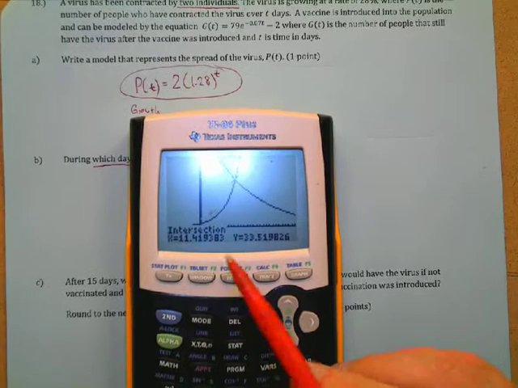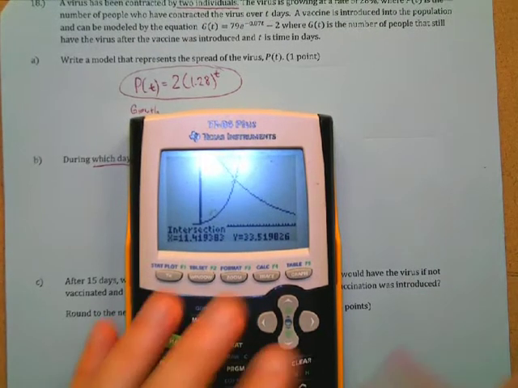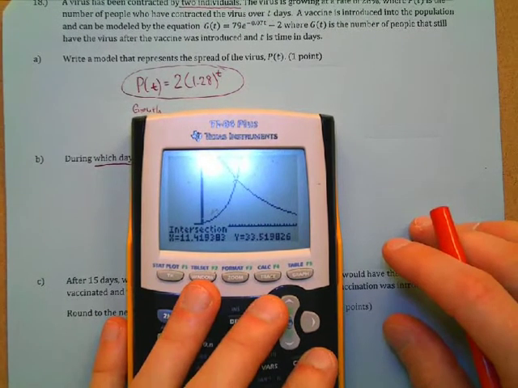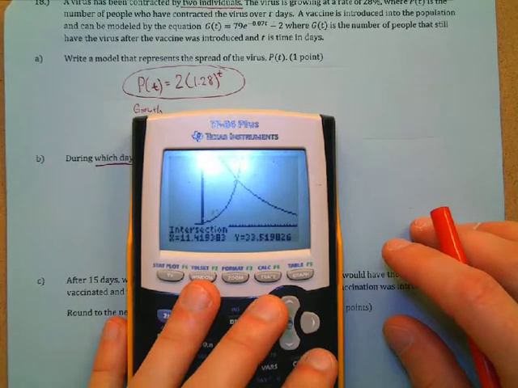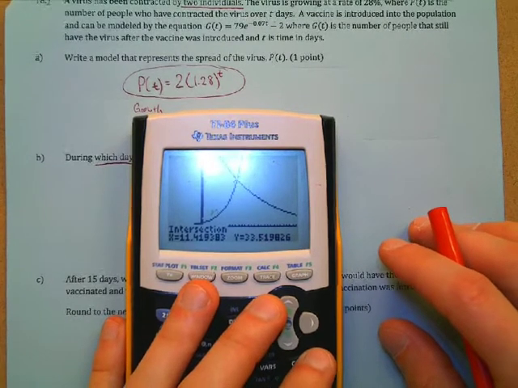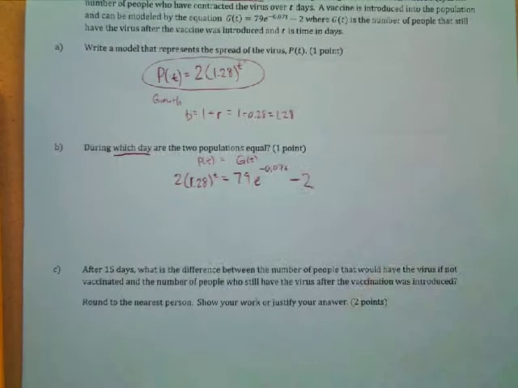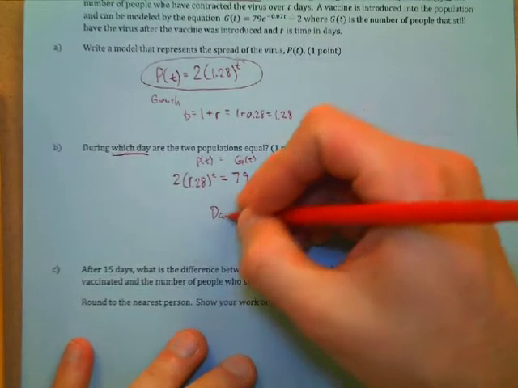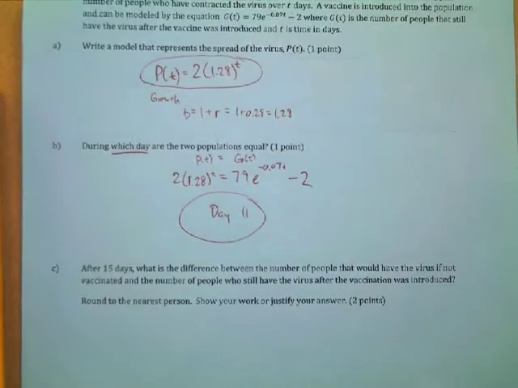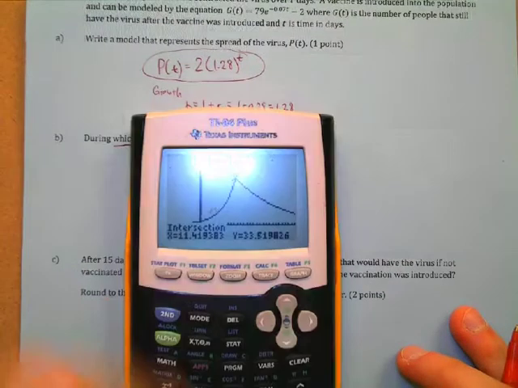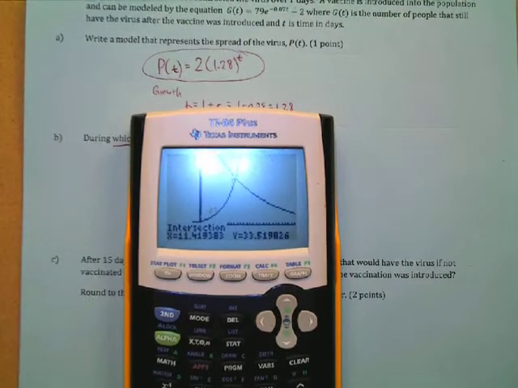So during which day are the two populations equal? During day what? 11. Yeah, during day 11. It's going to happen during day 11 when they are equal, right? Because it's 11 and then 0.4. So during day 11 is when it will happen.